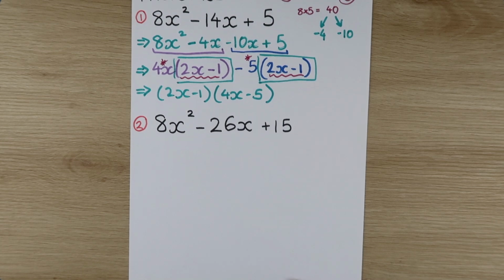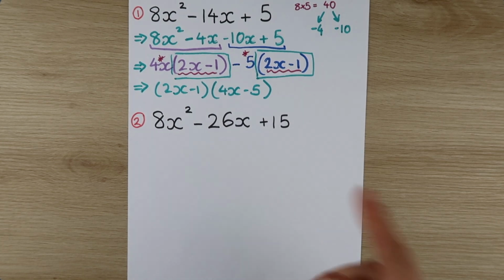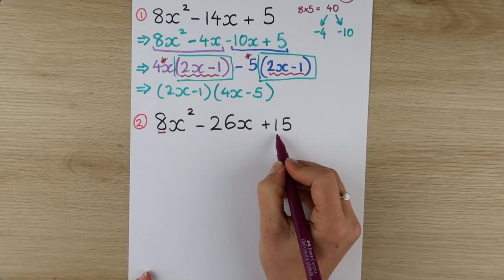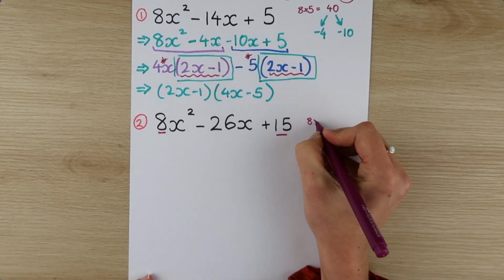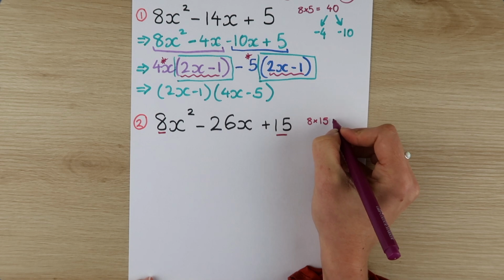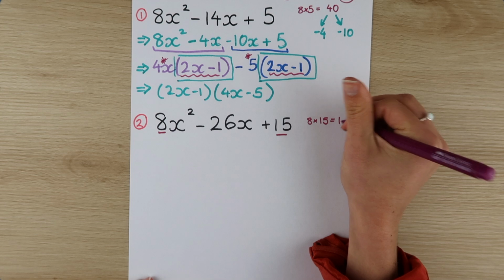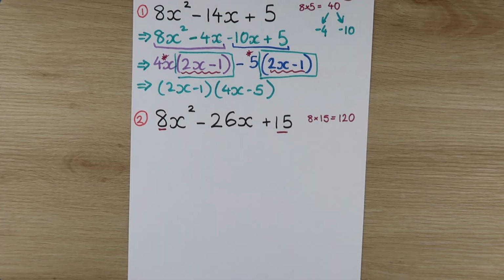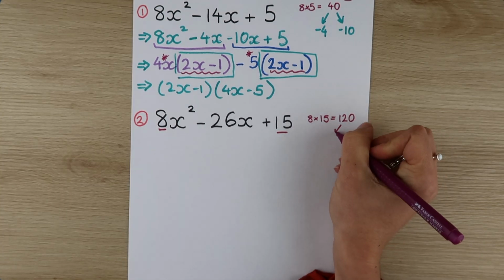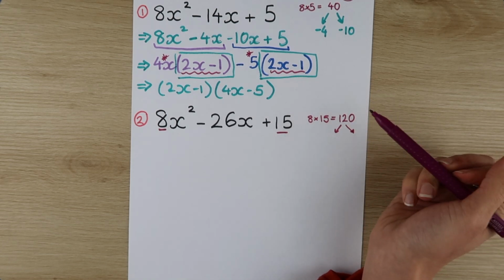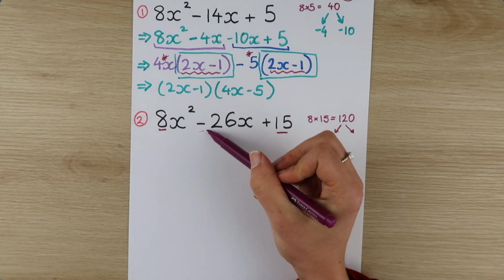Alright, let's try the second one. So, following the steps that we did before, I multiply a by c. So, a by c, 8 times 15 is equal to 120. Now, I need to ask myself, what two numbers multiply together to make 120 and add together to make negative 26?